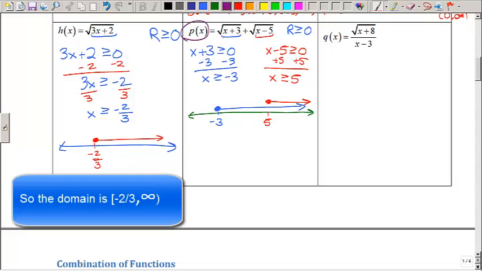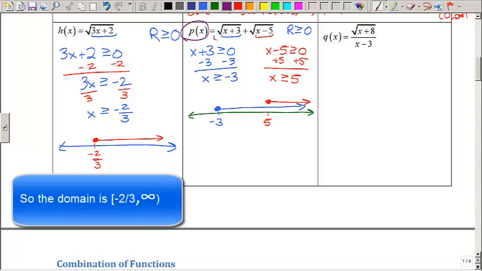P of x has both the blue radical plus the red radical, and we want it to be defined for both. So let's think of this blue one as a domain party. In the blue part of the function, we're including all values greater than or equal to negative 3. He's going to let everybody that's negative 3 or greater into his party. Well, the red guy, he's a little bit more strict. He's like, well, no, I'm going to include everybody that's 5 and greater into my party.